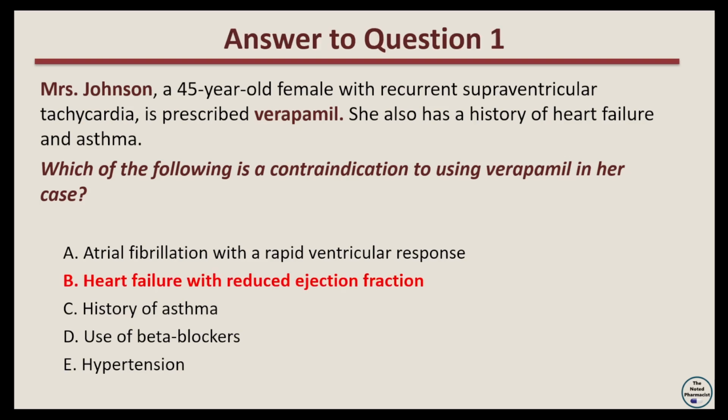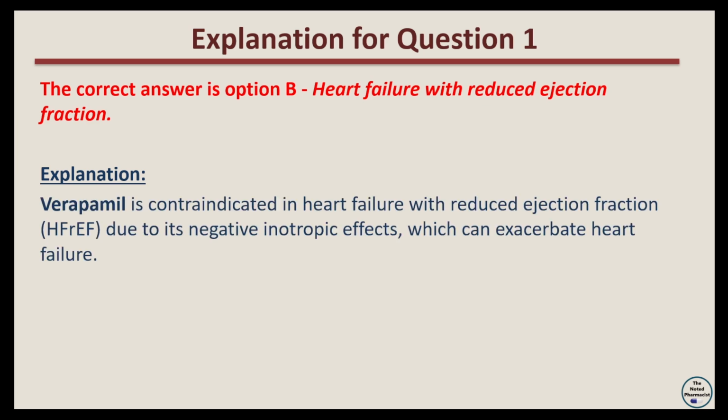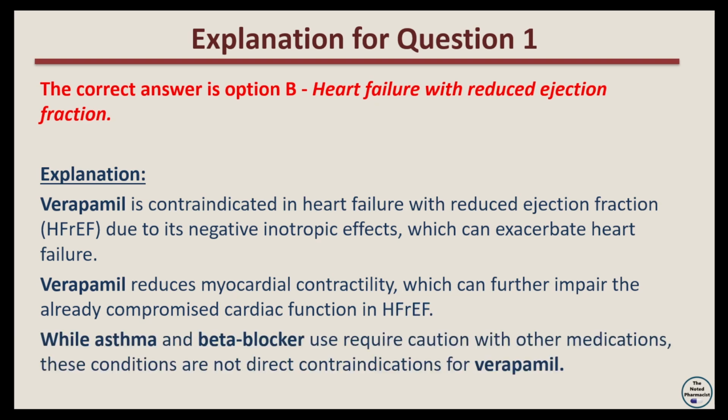The correct answer is option B, heart failure with reduced ejection fraction. The explanation is that verapamil, a calcium channel blocker, is contraindicated in heart failure with reduced ejection fraction, HFrEF, due to its negative inotropic effects, which can exacerbate heart failure. Verapamil reduces myocardial contractility, which can further impair the already compromised cardiac function in HFrEF. While asthma and beta blocker use require caution with other medications, these conditions are not direct contraindications for verapamil.